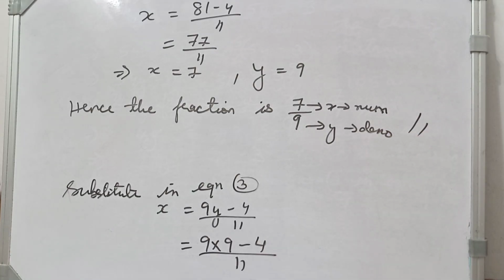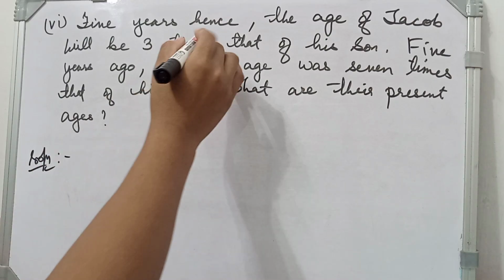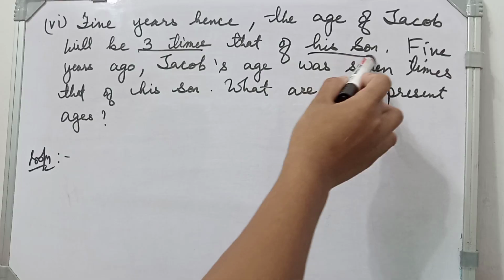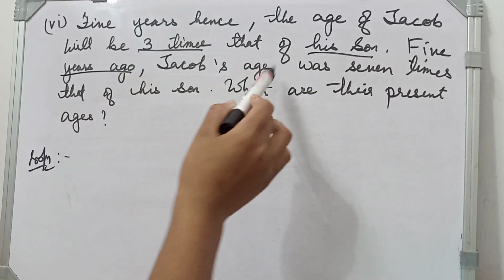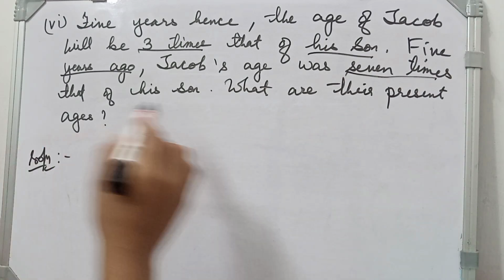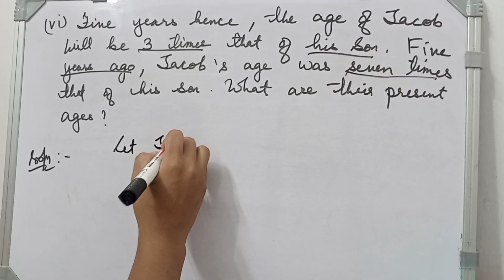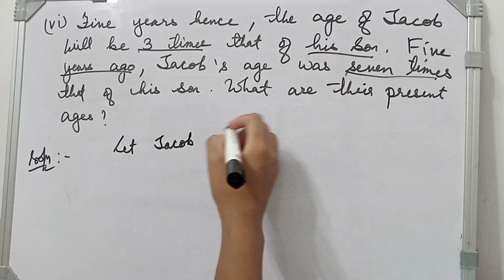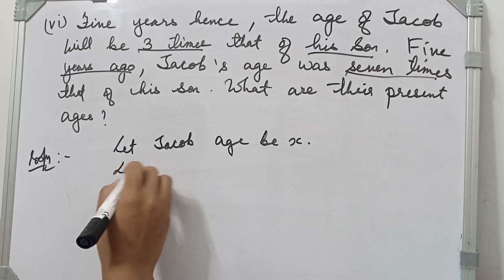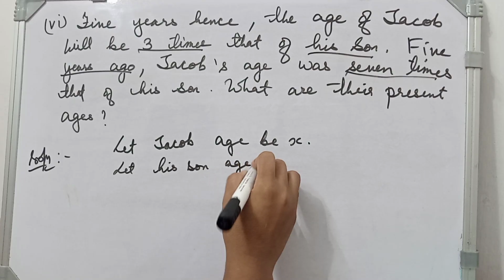Can you get an answer? Take a simple question. Five years hence, the age of Jacob will be 3 times that of his son. 5 years ago, Jacob's age was 7 times that of his son. What are their present ages? So let Jacob's age be x, and let his son's age be y.